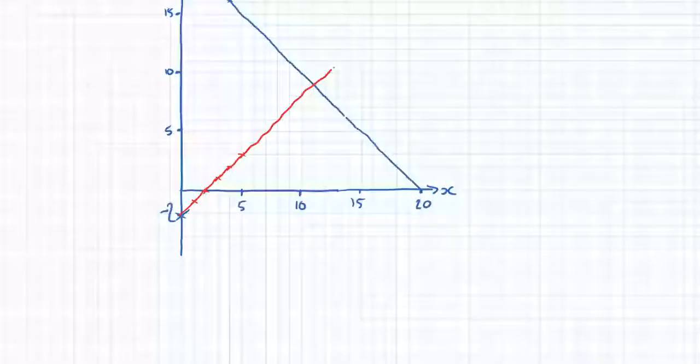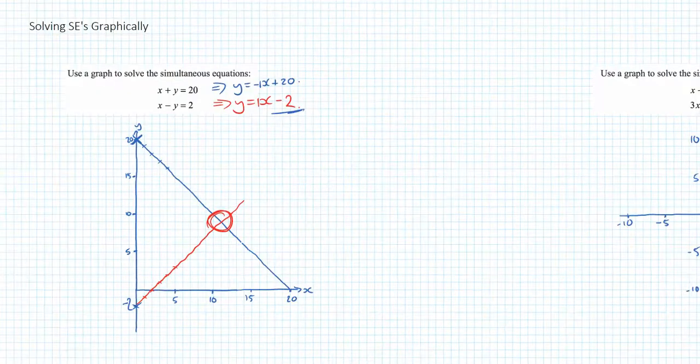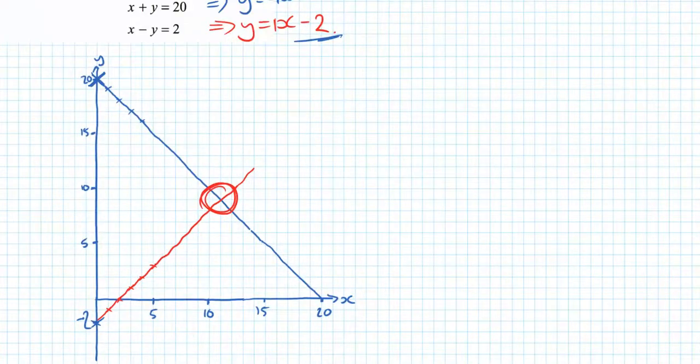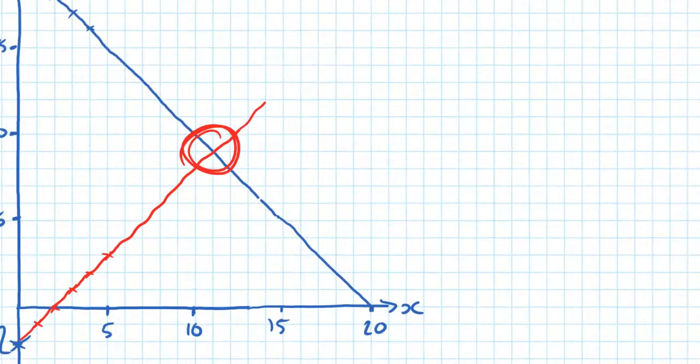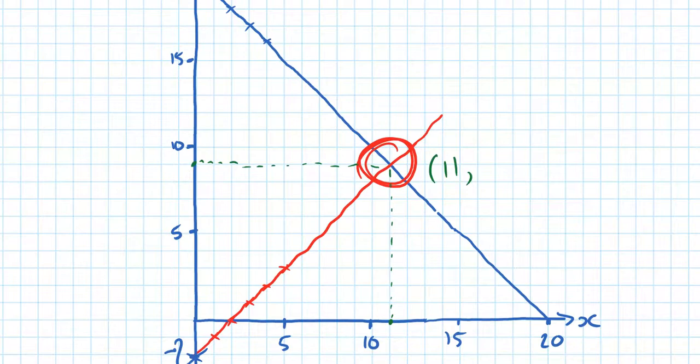And what we're going to be doing is looking for that point, and there it is. That's where they cross. Now, that point where they cross, we can read that off because we can just go down and see that the x coordinate is 11, and if we go across, look, to the left, we're going to see that we have 9.